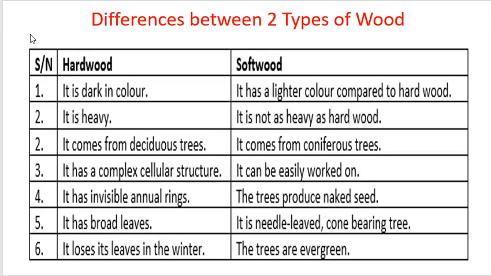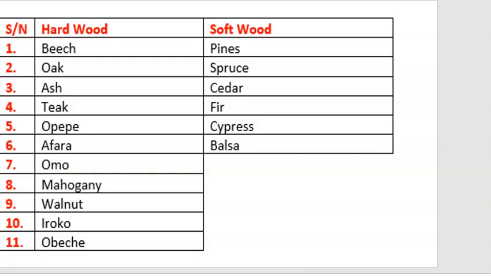floor, plenty of them. And hardwood, of course, you know they are found in these parts of the world, West Africa, while softwood are mostly found in other places like United Kingdom, China, Canada, America, and so on and so forth. Then these are examples of hardwood.